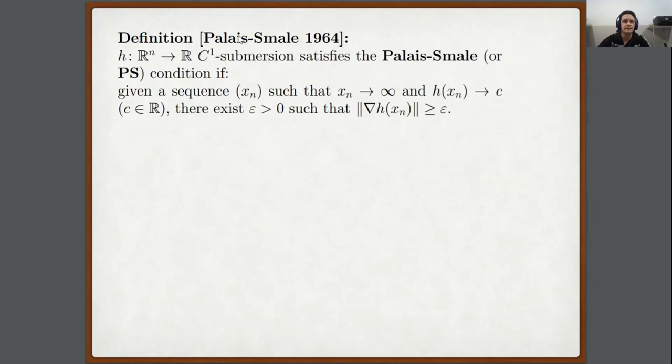I will focus on the Palais-Smale condition. The Palais-Smale condition was introduced by Palais and Smale in 1964, and for our interest here, we give just the version for submersions. Given a C1 submersion from Rn to R, it satisfies the Palais-Smale, or in short PS, condition if, given a sequence Xn in the domain such that the sequence goes to infinity and the image goes to a C in R, then there exists a positive epsilon so that the norm of the gradient is greater than or equal to epsilon. That prevents the gradient from going to zero in this kind of sequence.